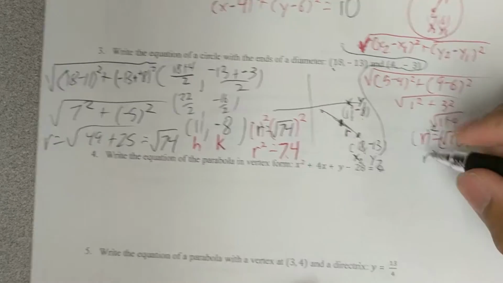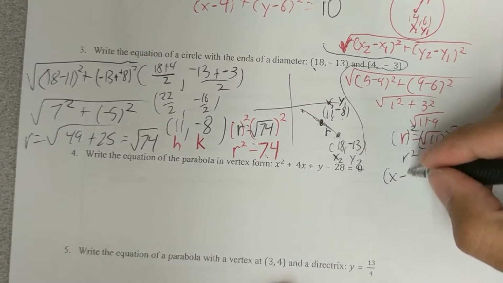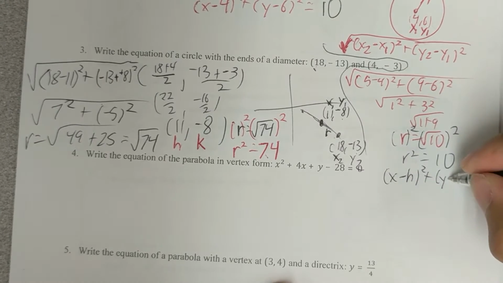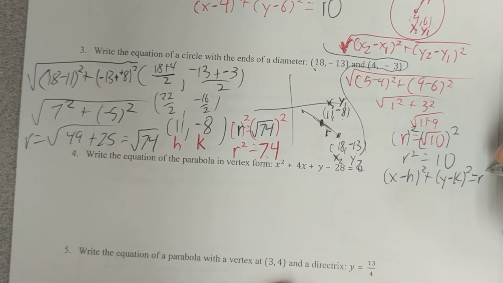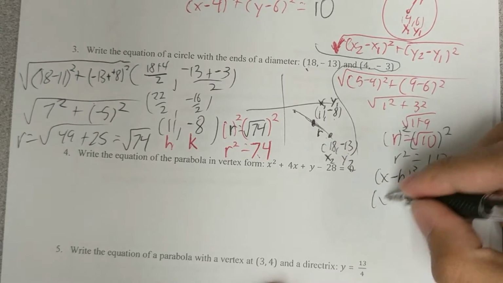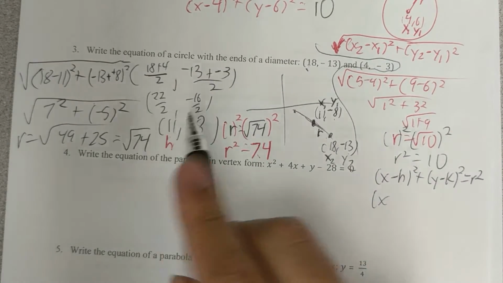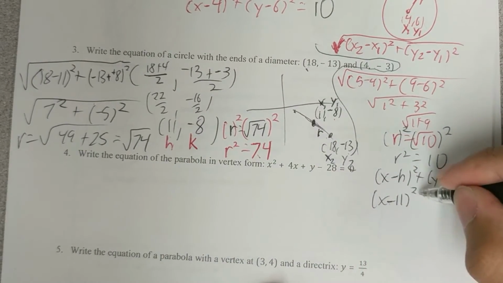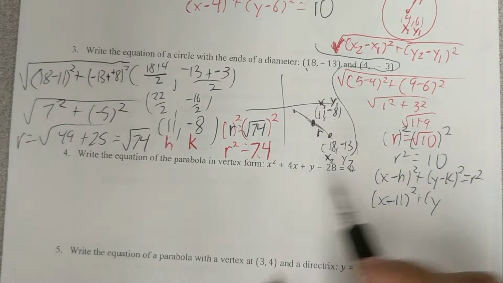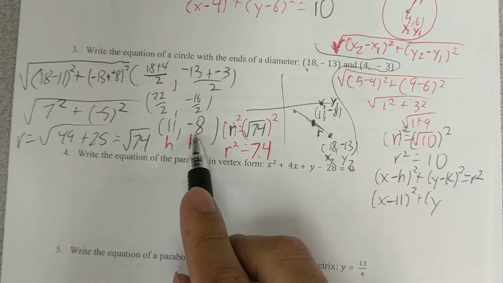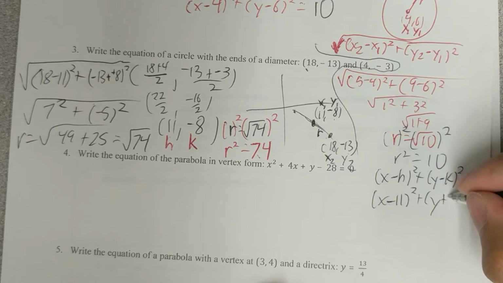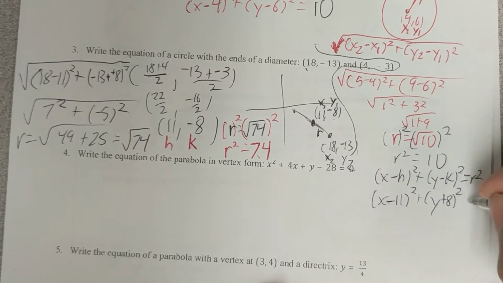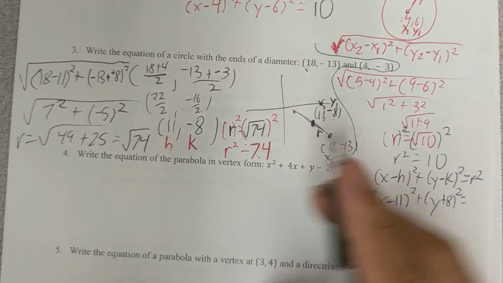So the general formula for the circle is x minus h squared plus y minus k squared equals r squared. So x minus 11 squared plus y minus k. Well, y minus negative 8 turns into y plus 8. Don't forget the squared, and equals r squared, which is 74.